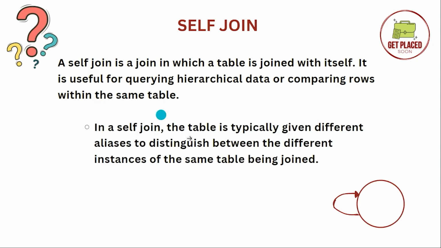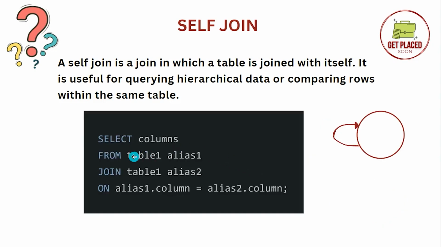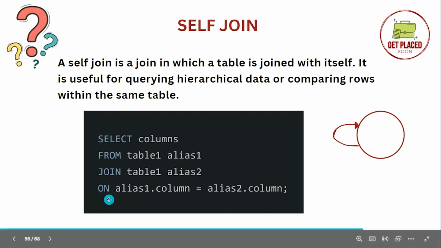Now, in self join, the table is typically given different aliases to distinguish between different instances of the same table. So we just check multiple views of the same table, right? So let's see the syntax first. We select columns from table 1 alias 1, join table 1 alias 2. So here we're not using the command self join, we are using the command join, and we are mentioning the same table 1, and we are giving different instances, that is alias 1, alias 2. We are starting the condition with ON: alias 1 dot column equals alias 2 dot column.